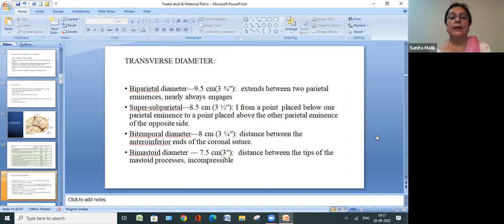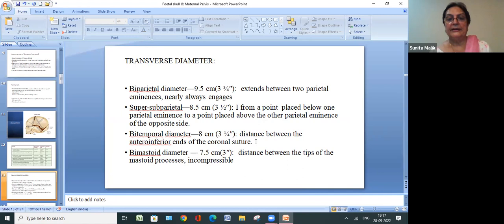Now coming to the transverse diameters of the skull. We have biparietal diameter, 9.5 centimeter, between the two parietal eminences. Which I already told, a little asynclitism is there. And supraparietal and subparietal, 8.5 centimeter.